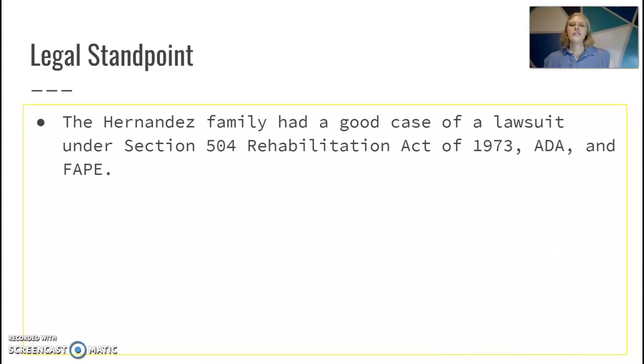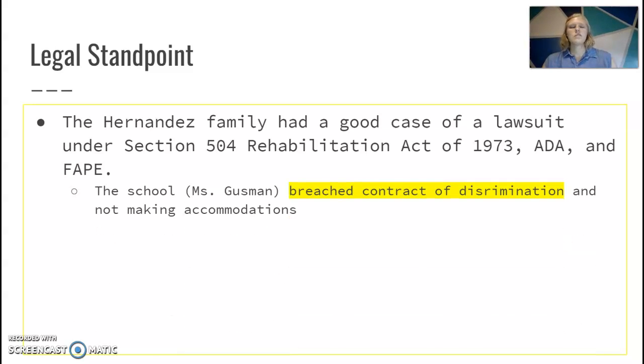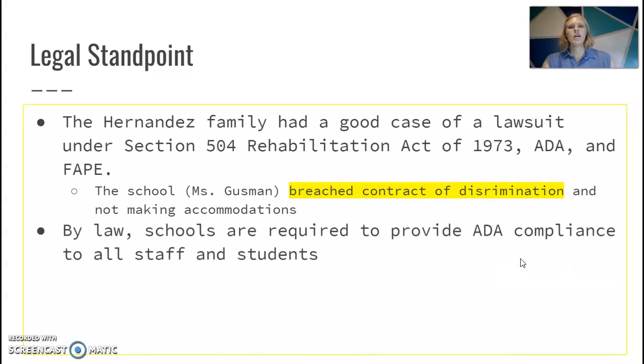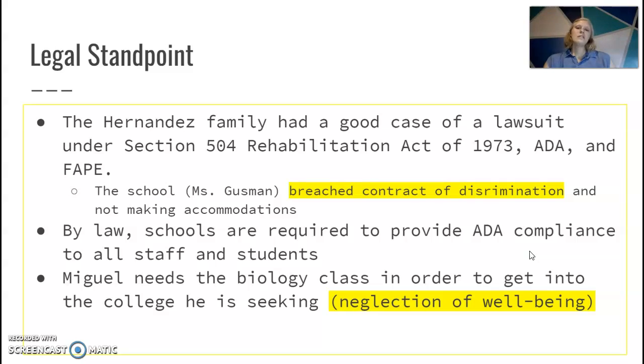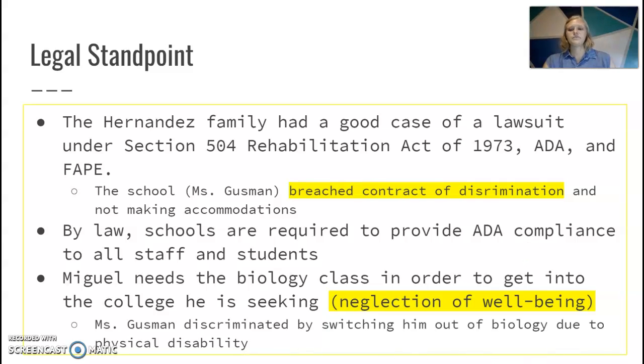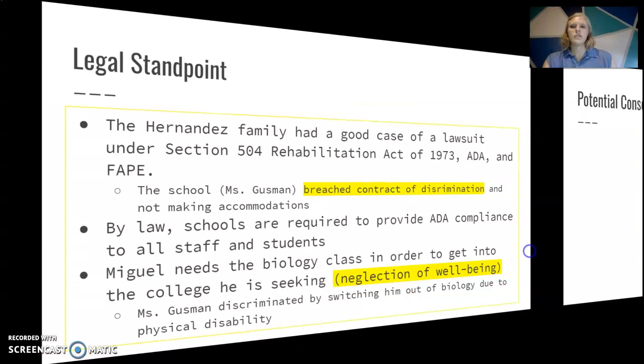However, the Hernandez family has a good case under the Section 504 Rehabilitation Act of 1973, ADA, and FAPE. Because the school, under Ms. Guzman's actions, breached contract of discrimination by not making accommodations. By law, our school is required to provide ADA compliance to all staff and students. Miguel needs this class for him to get into the college that he is interested in. It is one of the required courses. So this is also a negligence of his well-being. Ms. Guzman discriminated by switching him out of biology due to his physical disability.